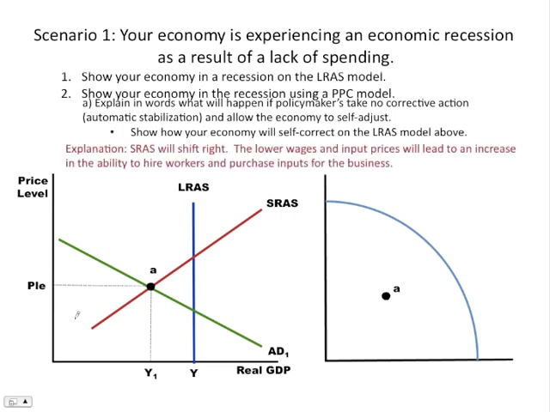So what ends up happening is your short-run aggregate supply curve will shift to the right as these input costs and wage demands come down. So our short-run aggregate supply curve shifts to the right, bringing us back to equilibrium at point B. Scenario number one, we were in a recession. We went into a self-correcting economy that automatically adjusted back to long run.